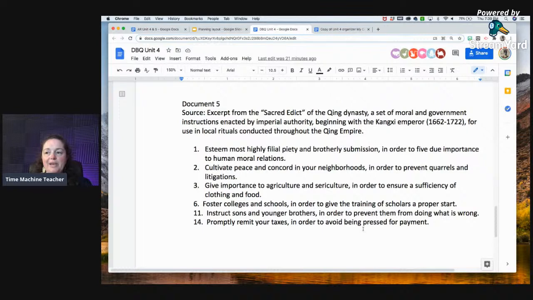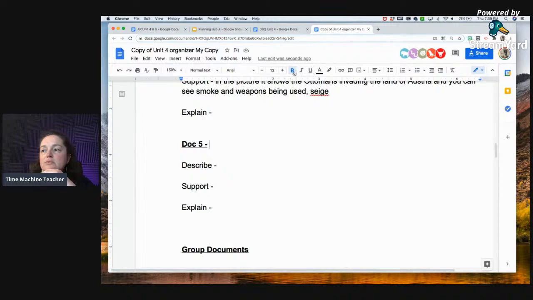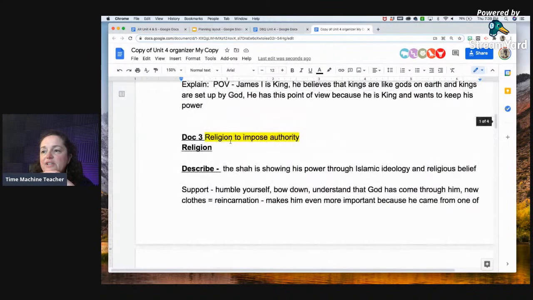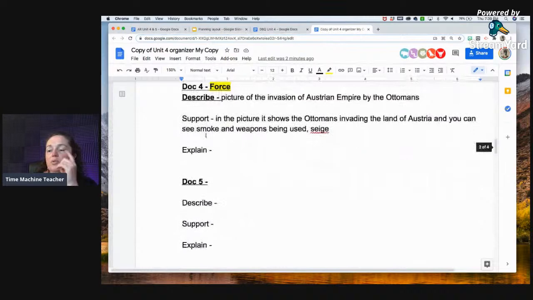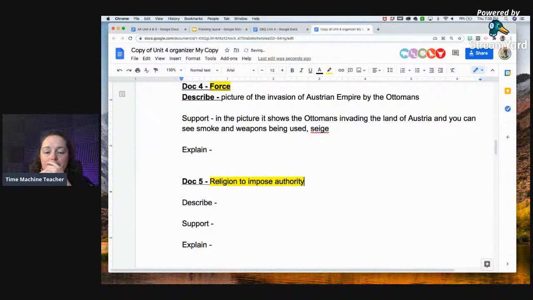So what do you think? Which one would this fall into? The use of force or use of religion / philosophy? I can hear you answering. Definitely religion / philosophy. What religion / philosophy was the Qing Dynasty? Do you remember?